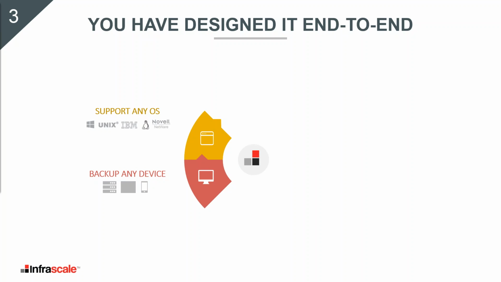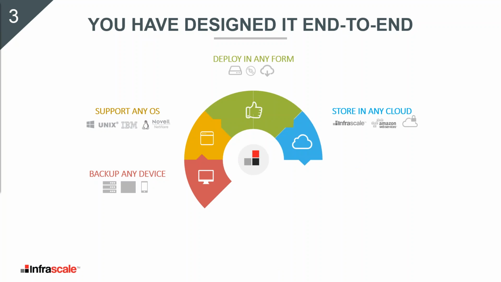All this is part of a complete solution, right? Designed end-to-end. You should be able to deploy it in any form. That could be physical appliances, virtual appliances, or agent-level backups as well. And then you want to be able to store it in any cloud. So if you have your own private cloud, maybe you're using popular third-party clouds like Amazon Web Services or Windows Azure, you really need that flexibility to have a complete solution designed end-to-end.